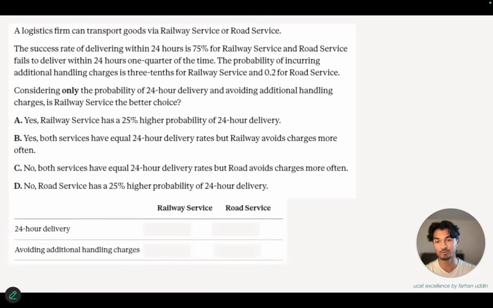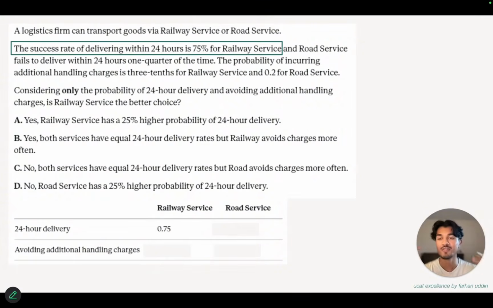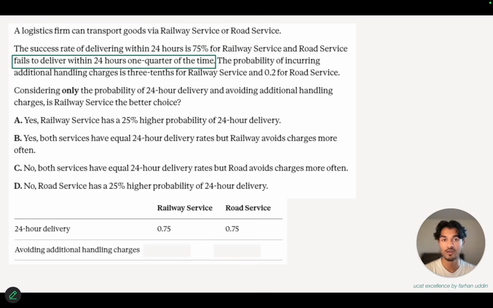So set up our table as always, and the next thing that we're going to do is run through what it says. So the success rate of delivering within 24 hours is 75% for railway service. Lovely, pop that in. And road service fails to deliver within 24 hours 1/4 of the time. So let's convert that into a decimal. That's 0.25. And then let's convert that into a success rate. That's 0.75. It's the same between the two. So we know our answer is going to be dictated between the difference between these two.